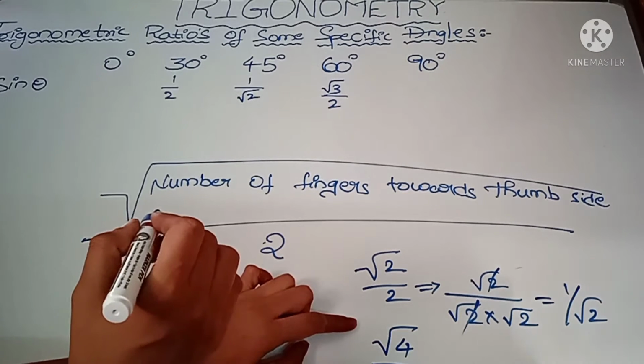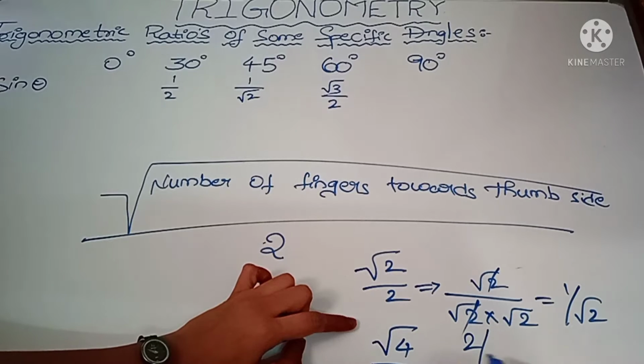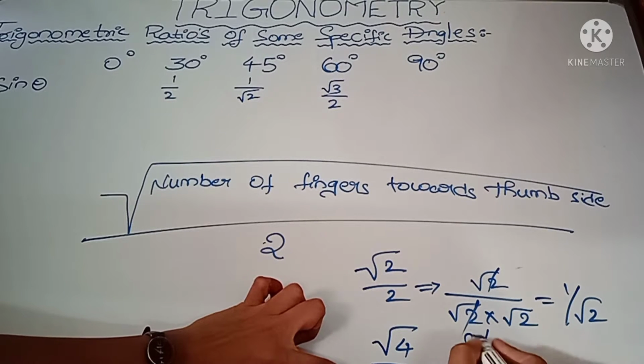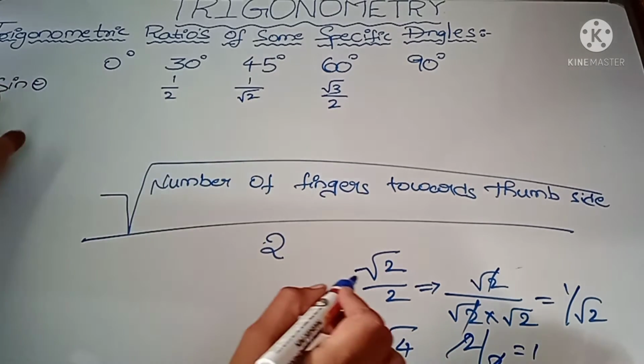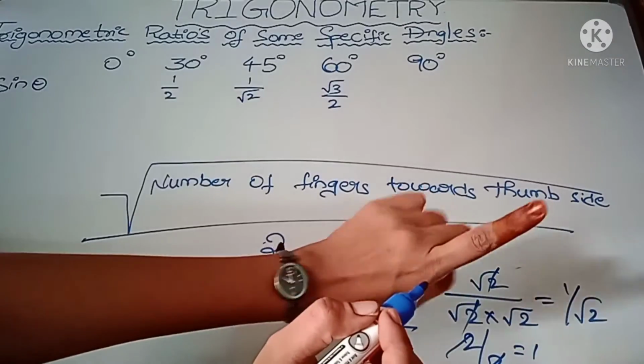What is the value of root 4? 2. And what's the denominator here? 2. 2 gets cancelled. What is the value of sine 90 degrees? 1.